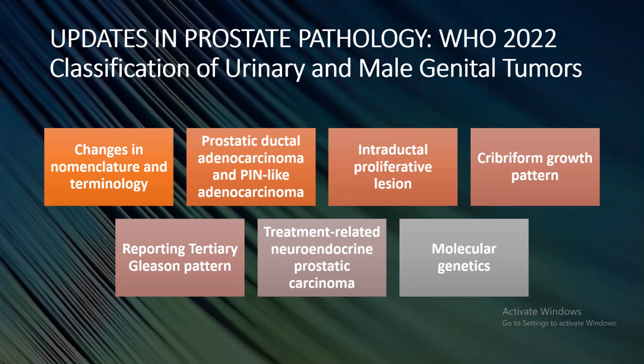So in the prostate, in WHO 2022, what are the various updates? There are updates related to the change in nomenclature and terminology, part of which we have covered. Then there are prostatic ductal adenocarcinoma and pin-like adenocarcinoma, then intraductal proliferative lesion, the cribriform growth pattern, and how to report tertiary Gleason growth pattern. Then treatment-related neuroendocrine prostatic carcinoma, a very important entity, especially in our setting, and then certain updates about molecular genetics. So we will see these things one by one.